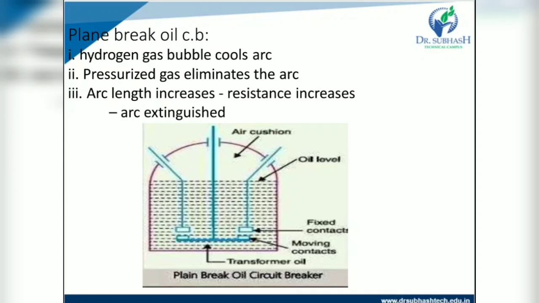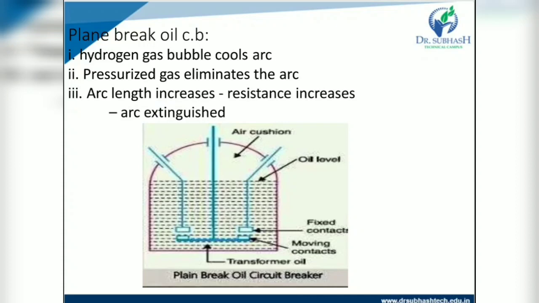At the top of the oil, air is filled in the tank, which acts as a cushion to control the displaced oil on the formation of gas around the arc, and also to absorb the mechanical shock of the upward movement of oil. The breaker tank is securely bolted to withstand the vibration caused on interrupting very high current. The oil circuit breaker also has a gas outlet, which is fitted in the tank cover for the removal of the gases.